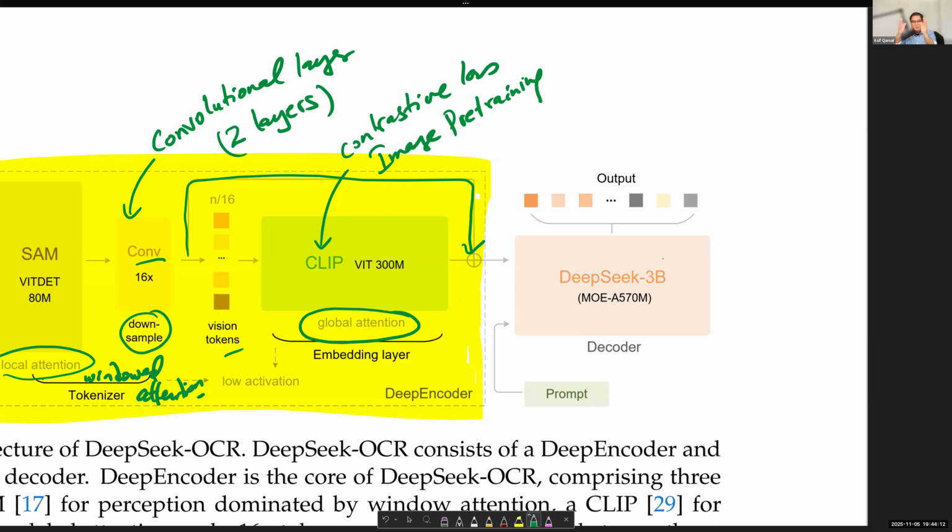A CLIP produces the global attention, right? So you're not letting go of those vision tokens that were local. These things came out of SAM, but you're also adding to it, because that is this operation. You're concatenating also the CLIP token, the global information, and then you're passing it in.